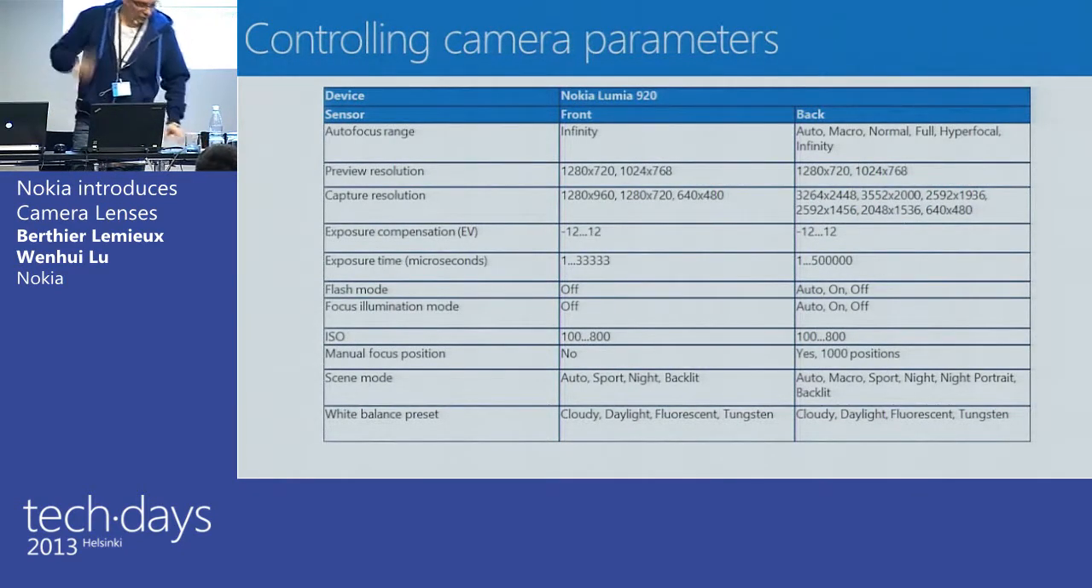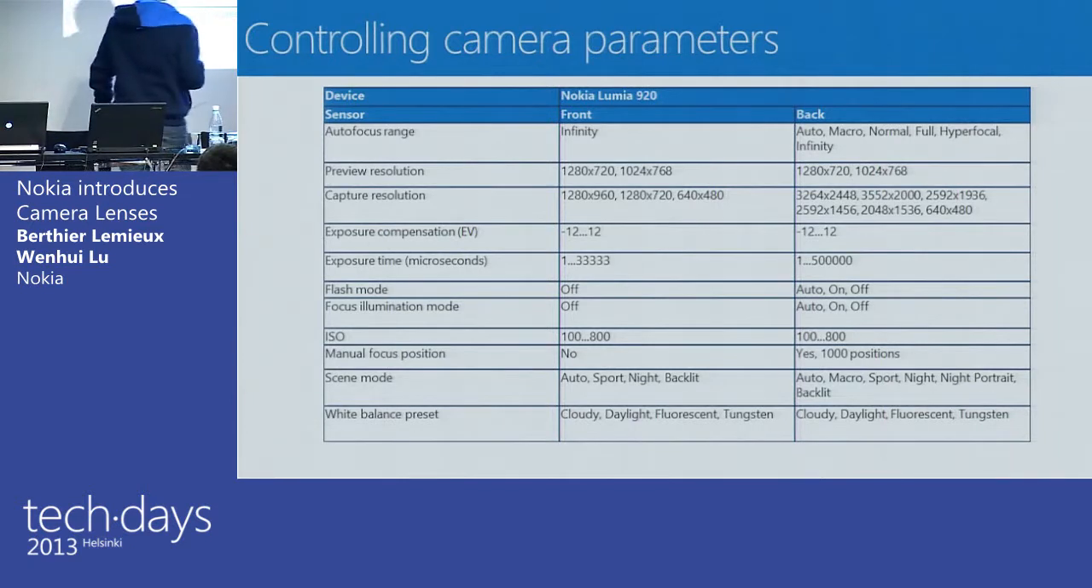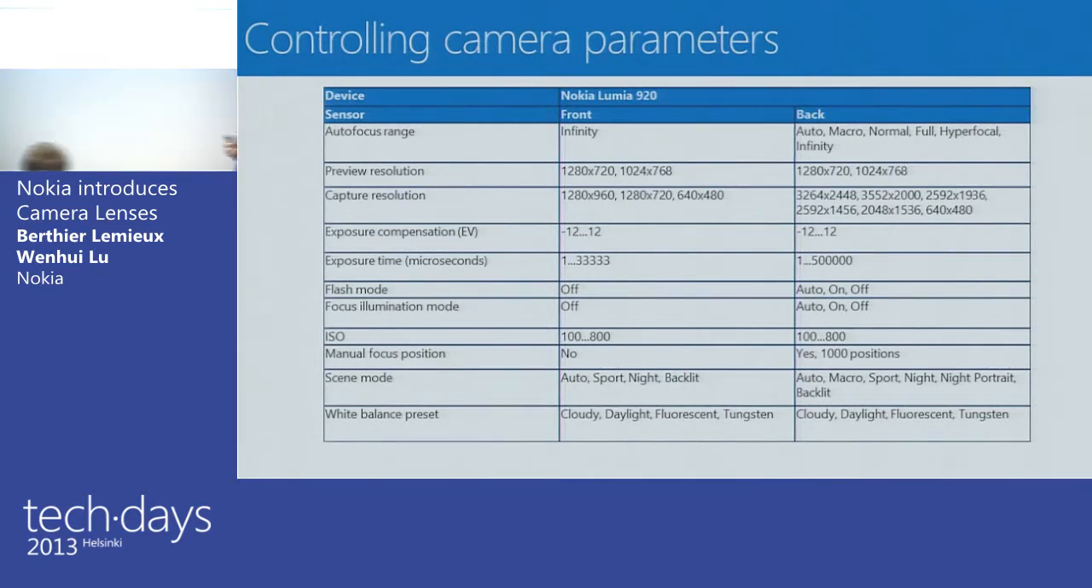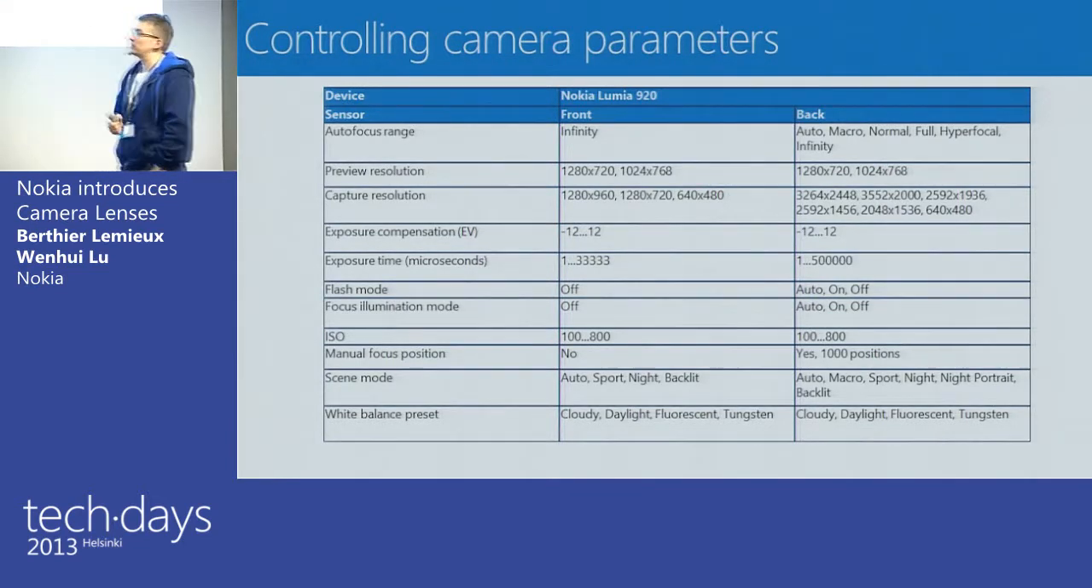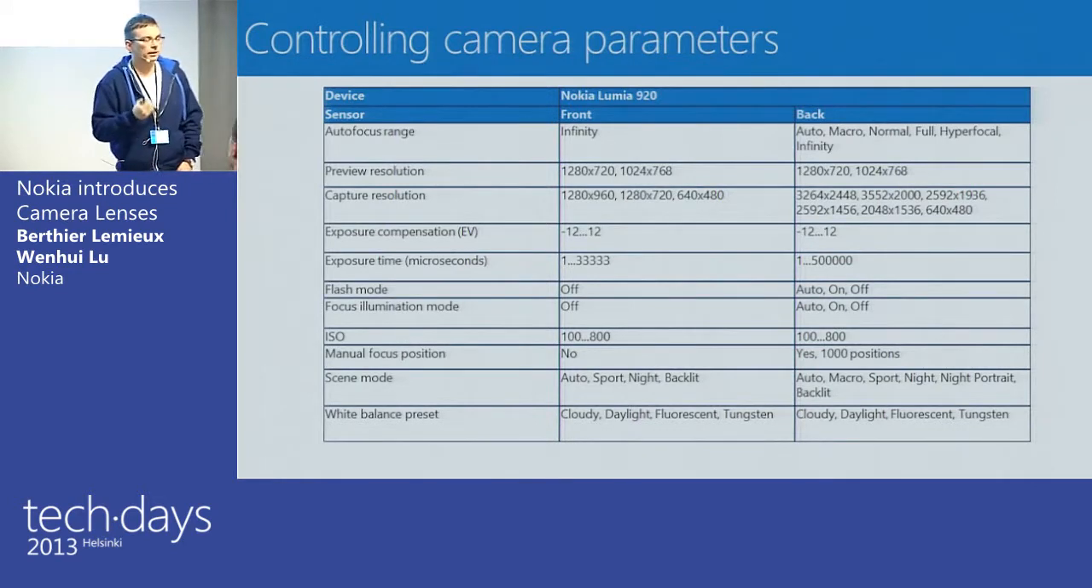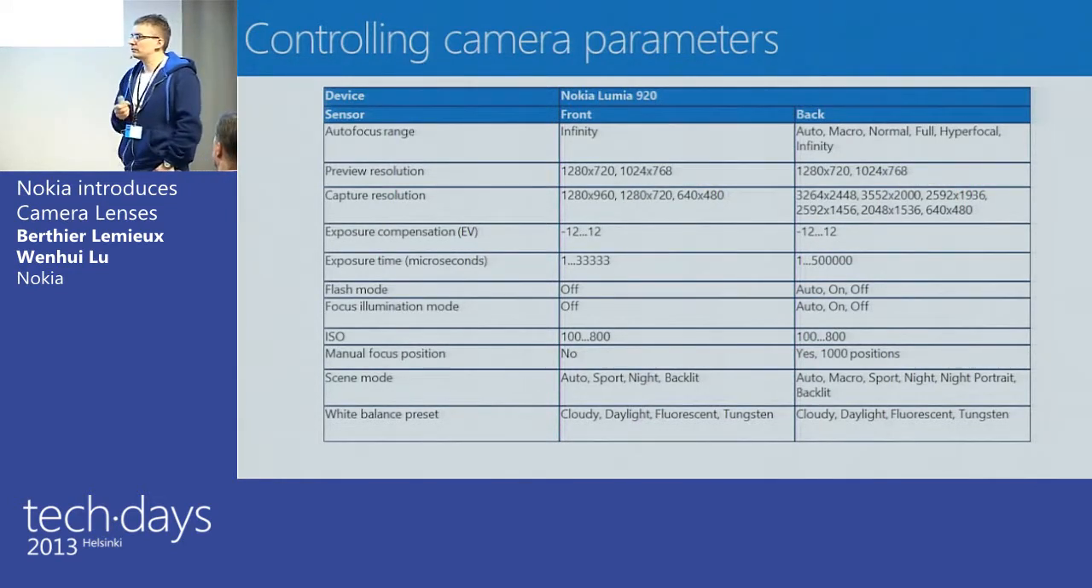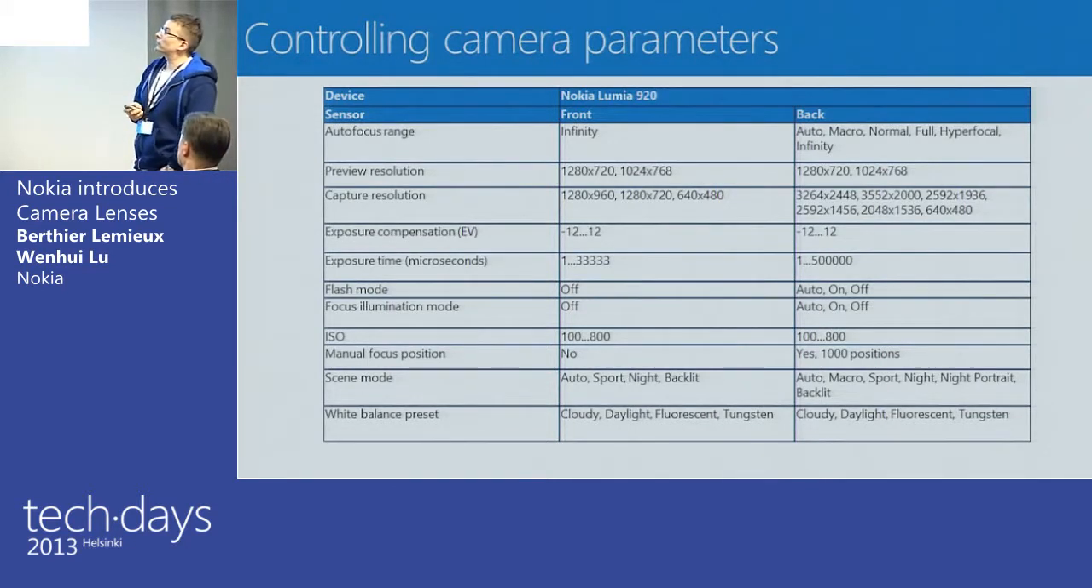But let's move on. So now we saw how to better integrate your application. I'm going to go down, I'm too tall. And now we would like to capture some images. Again, here in Windows Phone 8, there's a lot of new functionality that allows you to capture images. One thing that is new is that you can really control the camera capture parameters, and you have fine-grained control over them. So you have control over the autofocus range.